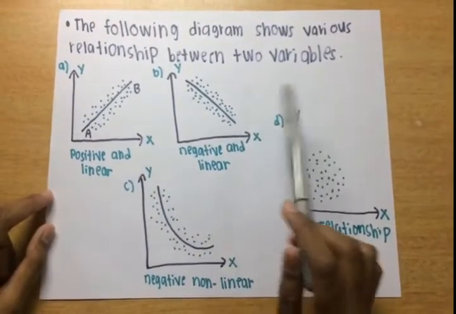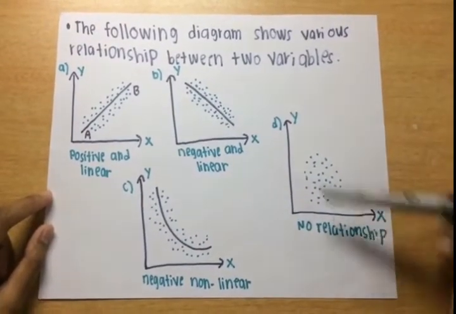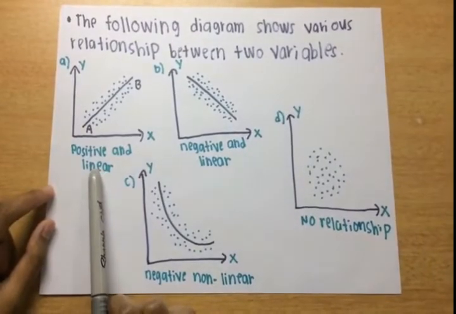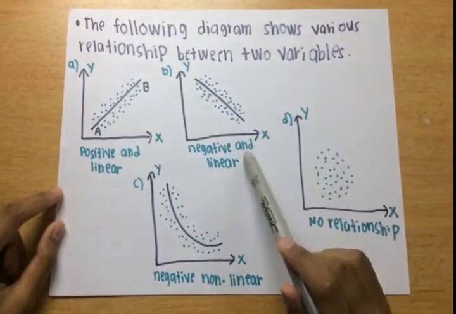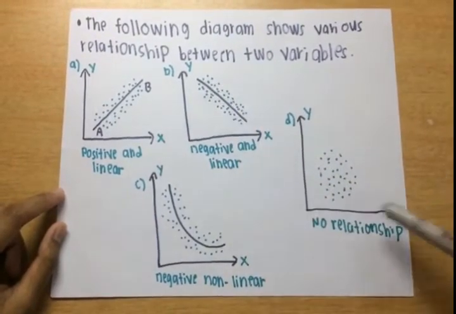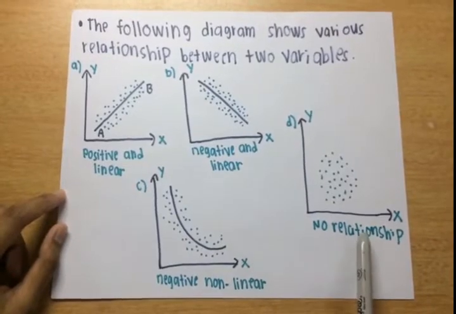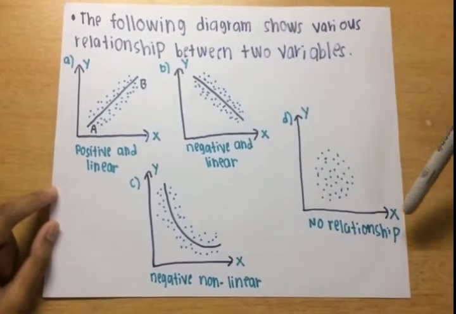The following diagram shows various relationships between two variables, x and y. For the first one, it shows a graph that is positive and linear. Second one, negative and linear. Third one, a negative non-linear graph. And fourth is a no relationship graph between x and y.